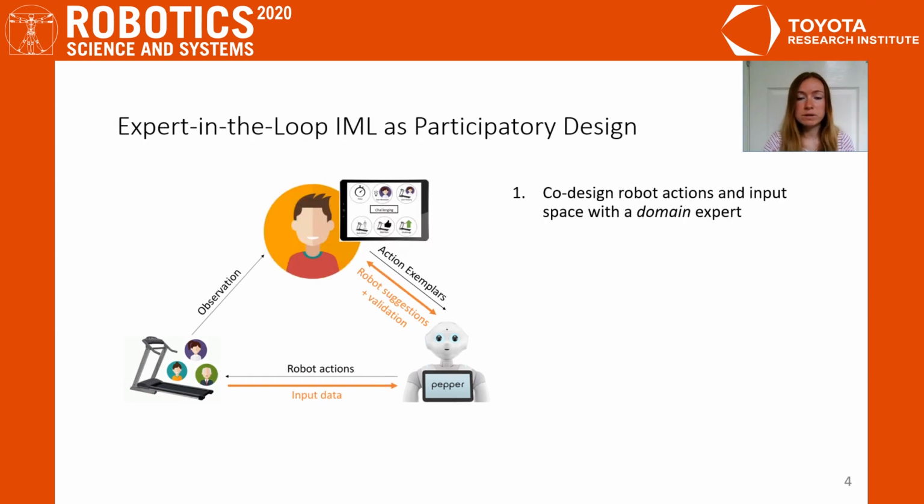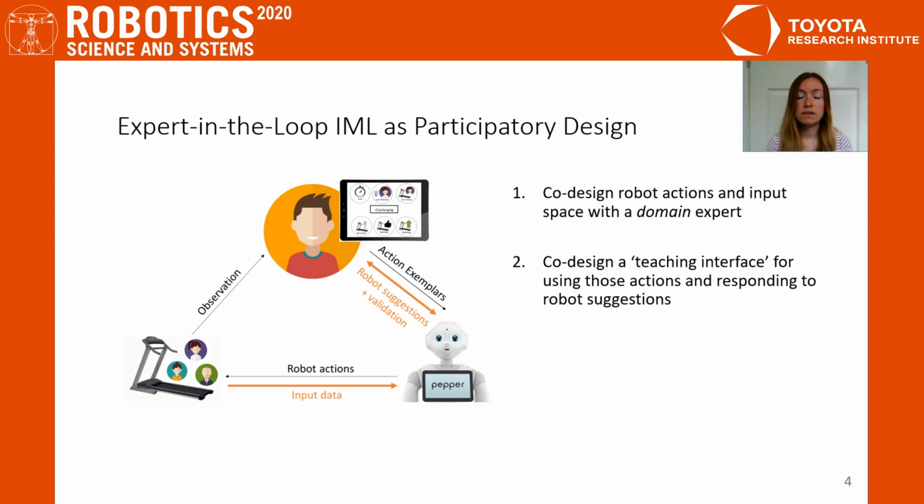In this work, we build on that approach to have an expert involved in the design and automation of a socially assistive robot. So first, you co-design the robot actions and input space with the domain expert. Then you co-design a teaching interface that the expert can use to trigger those actions and to respond to suggestions when the robot starts making them. And then finally, you have the domain expert teach the robot through the machine learning in the wild deployment.